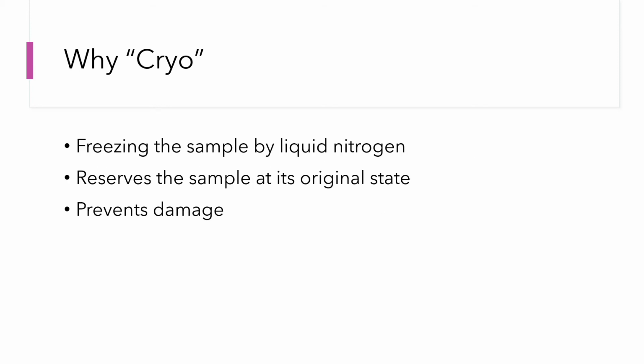Cryo, meaning extremely low temperature, is applied during the EM process by freezing the sample, usually using liquid nitrogen. By doing so, it preserves the sample in its original state and prevents any damage from the microscope, which is at room temperature, like dehydrating, coloring, or destroying the structure of the virus.